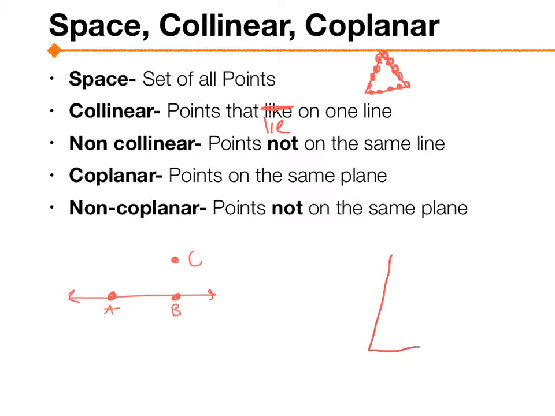The same concept is for coplanar. If we had a plane here and we had 3 points, so this is plane ABC, points A, B, and C are coplanar because they're all on the same plane. If we added point D up here, D would be non-coplanar because it's not on the same plane.